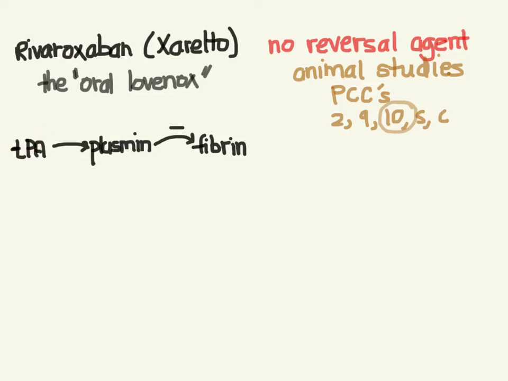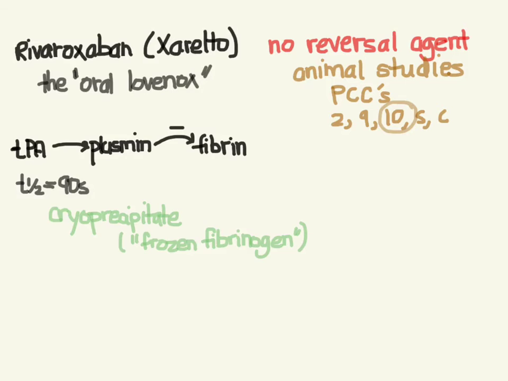So with TPA, we're going to ultimately end up with a deficiency of fibrin, which is necessary for stabilizing the clot. Now, one good thing about TPA is it has a very short half-life. It's like 90 seconds. So obviously the first thing you have to do is just shut off the TPA infusion. And another thing that you could give to these patients is cryoprecipitate, which can be thought of as frozen fibrinogen. So let me tell you how we make that. Well, not us, but the blood bank.